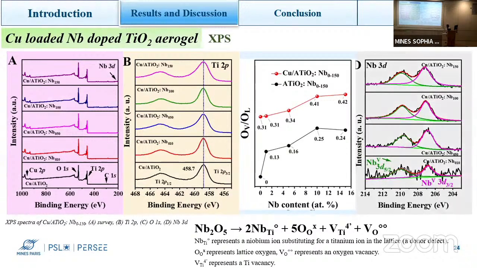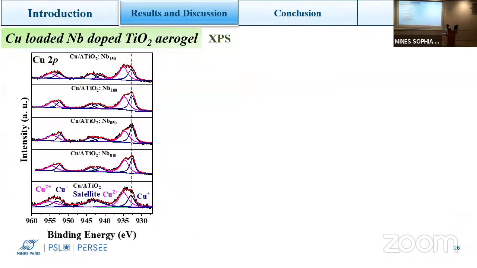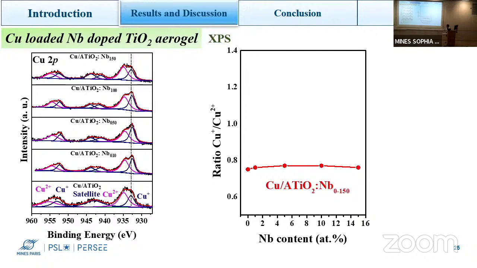And then for the niobium, same as before, we observed niobium 5+ as we expected. And for the copper, we observed that there are copper 1 and copper 2 species in our sample. But then we compared the ratio, the area of copper 1 and copper 2 observed in the niobium-only doped sample. The ratio of copper 1 to copper 2 didn't change too much as the niobium doping amount changed. So this is maybe due to the kerosene in air. The copper is not affected by niobium doping. So far, we don't know the reason.